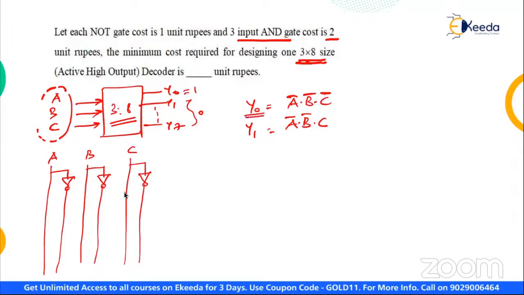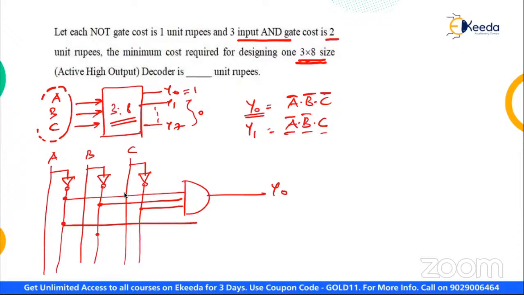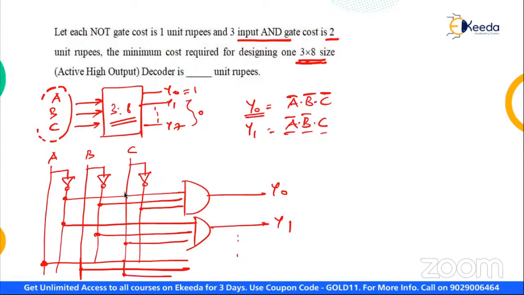Now to have this Y0, it is A bar, B bar, C bar. So I'll take A bar, B bar, C bar. I will have one AND gate here, and that is simply my Y0. Similarly, I require A bar, B bar, C. So I'll take A bar here, B bar here, and then I have got only C. So I'll take an AND gate here, I'll get Y1. Likewise, I can go up to Y7. And for Y7, it is ABC. So I'll take only A, only B, only C. I will require another AND gate, and this is how I get Y7.